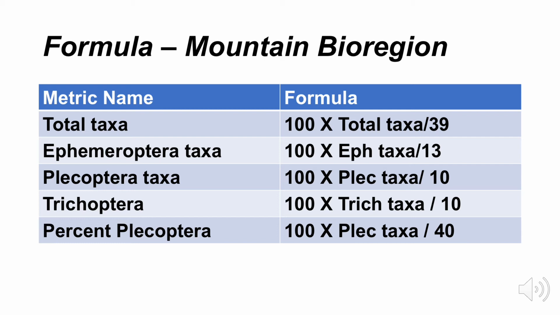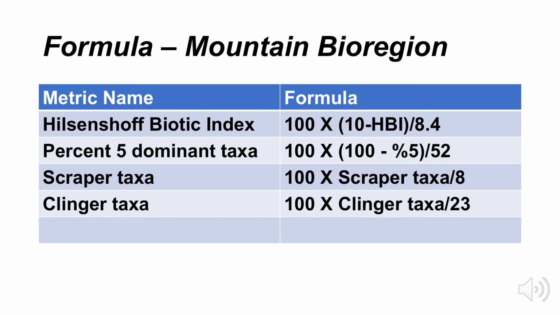For the other 4 metrics, the HBI score is 100 times 10 minus the HBI divided by 8.4 in the mountains. The percent 5 dominant taxa is calculated this way. The scraper taxa is 100 times the number of scraper taxa found divided by 8. The Klinger taxa, 100 times the number of Klinger taxa found divided by 23. Again, the difference between the mountain bioregion and the prairie bioregion and the desert bioregion would be the division numbers right here.